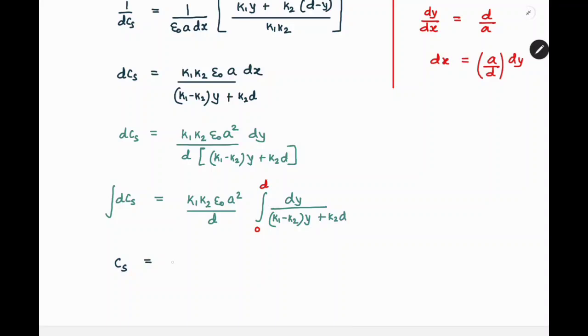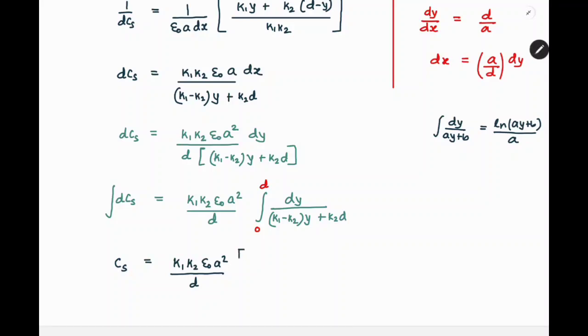So C series is turning out to be k1 k2 epsilon naught a square by d. Which format is this? If we look at it, it is of this form: integration of dy upon ay plus b. So what does this become? It becomes ln of ay plus b, divided by a, and then we would add a constant, but since we have limits of integration, we are not adding a constant; we will do upper limit minus lower limit.